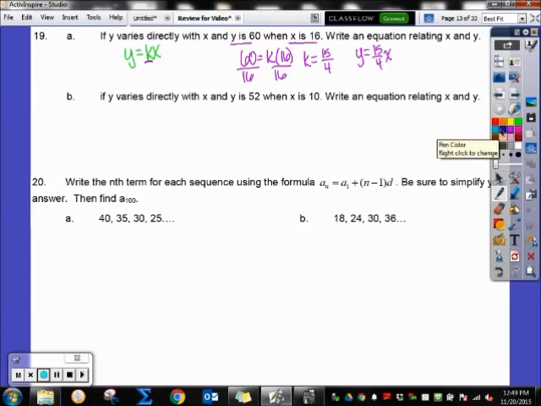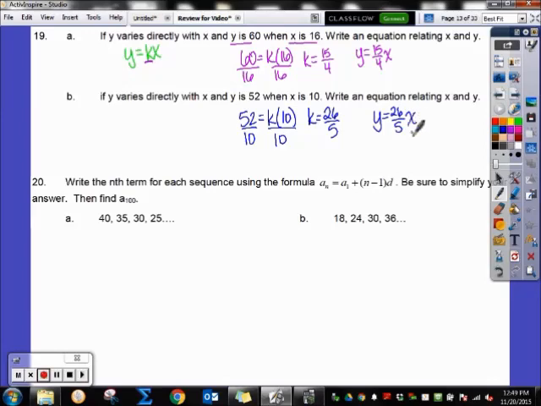I need to do the exact same thing for b. So I've got my equation above, so I'm going to say 52 equals k times 10. So if we solve for k, it is going to equal, and you could write that as 5.2 if you wanted to, but I'm going to leave it as a fraction. So that's actually going to be 26 over 5. And then we can take that and plug it back in, and that would be our equation relating x and y.